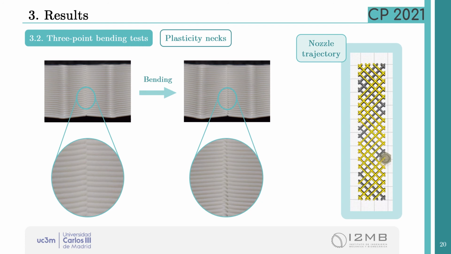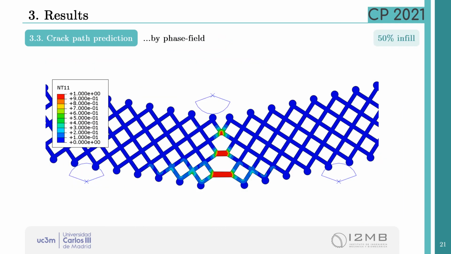The following layers compact the filament in these points, reducing its diameter before the solidification. During the bending, these zones are critical for tensile stresses, generating plasticity necks until the total fracture. In the second figure, you can note how the microplasticity necks start growing from the tensile zone at the bottom of the specimen.